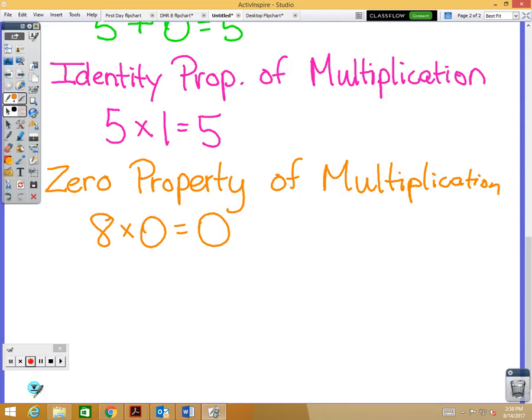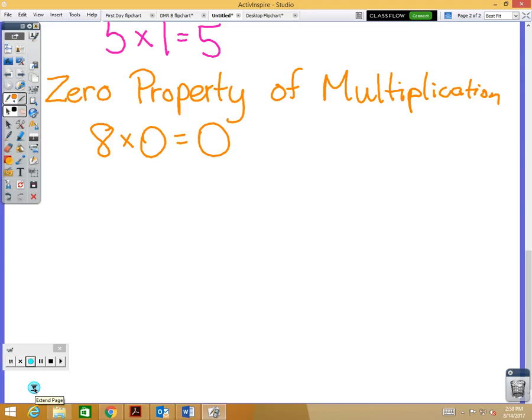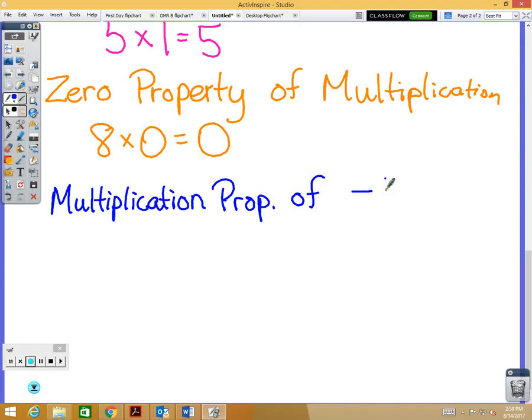All right, our last property today that we're going to talk about is called the multiplication property of -1. And what this property says is if you take a number times -1, it turns into a negative. It's the opposite, okay? It makes it the opposite. So anytime you multiply by -1, you're finding the opposite of that value.